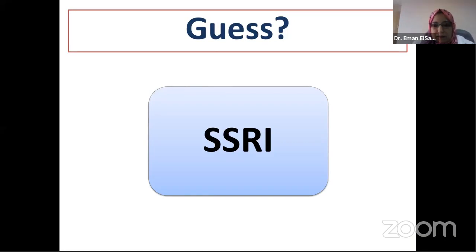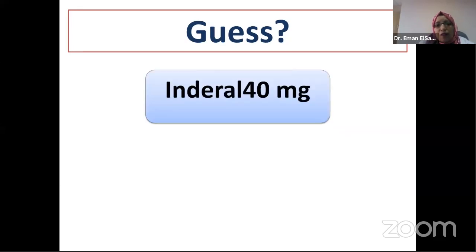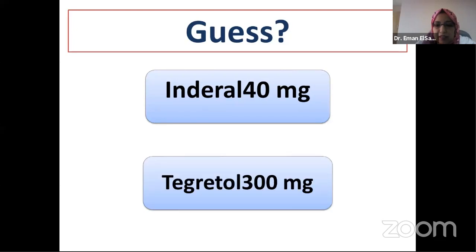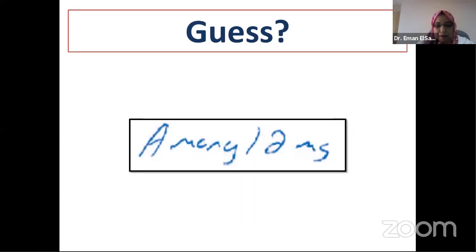Try to guess, please. SSRI, what does it mean? Maybe it's sliding scale regular insulin. Others can read selective serotonin reuptake inhibitor. Inderal 40 milligram. If you can see, there is no space between L and 40, so it may be confused as Inderal 140 milligram. Tegretol 300 milligram or 1,300 milligram. Can you read this? It's Amaryl, an antidiabetic medication, 2 milligram or 12 milligram. Confusing, yes?